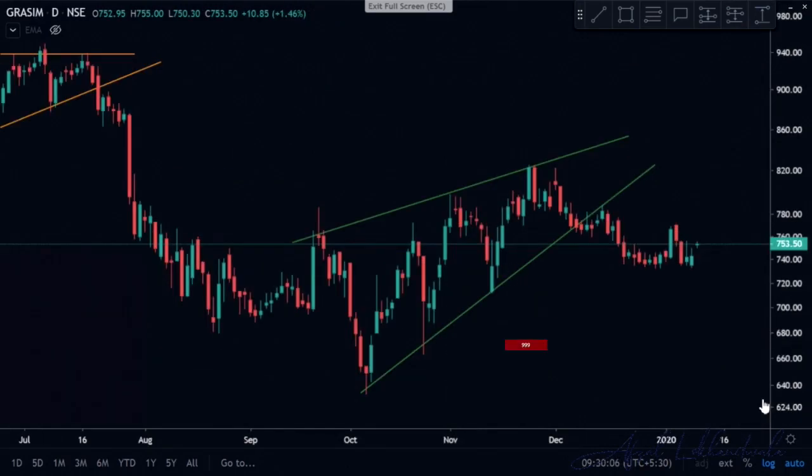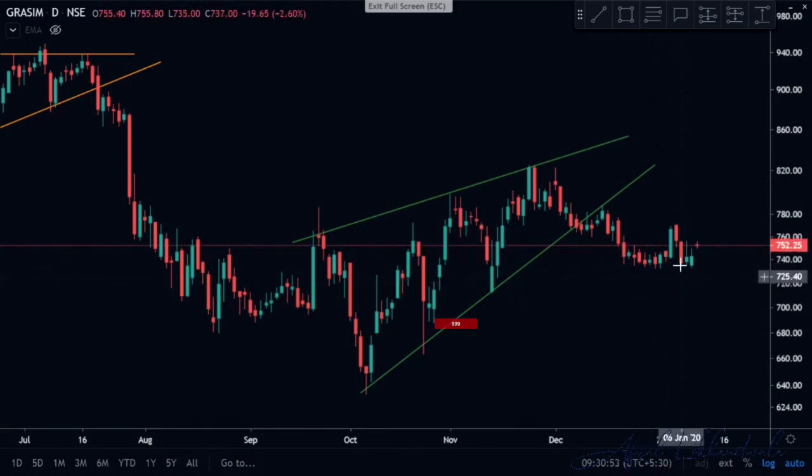We are on the daily chart of Grasim. Once again, the rising wedge pattern. Here the price is coming from a downtrend, and the price breaks below the pattern and gives a good move. So in this case, it has acted as a bearish continuation pattern. What it means is the downtrend which existed before the pattern continued after the pattern.